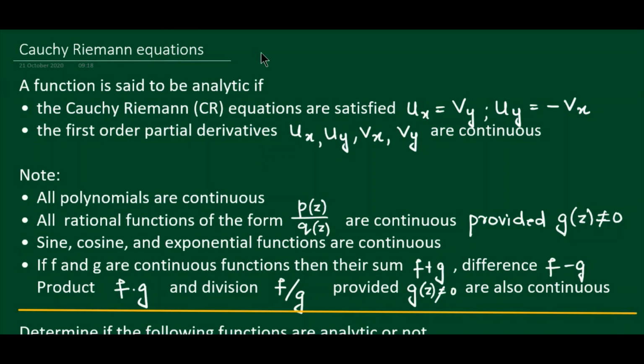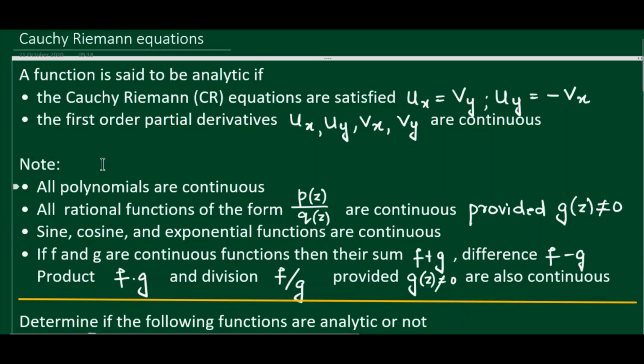Cauchy-Riemann equations, also known as CR equations. This is another definition of analyticity using the CR equations theorem. A function is said to be analytic if these two conditions are satisfied, that is, it should satisfy the CR equations, and the first order partial derivatives ux, uy, vx and vy must be continuous. Note that all polynomials are continuous, all rational functions of this form are continuous, sine, cosine, exponential functions are continuous, and if f and g are continuous functions, their sum, difference, product and division all are continuous.